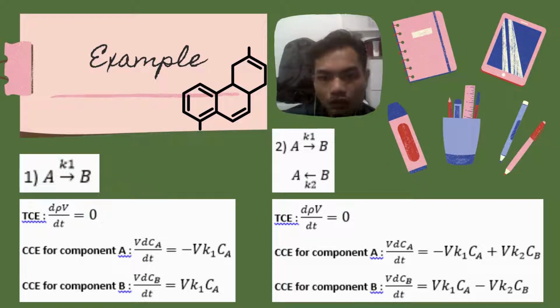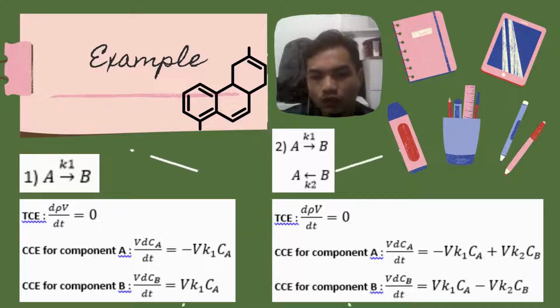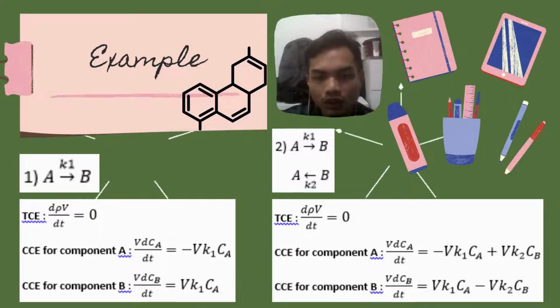Negative VK1CA because A is consumed to produce B, and positive VK2CB because B is consumed to produce A. The same goes for component B, but vice versa. So we got VdCB over dt equal to VK1CA minus VK2CB, because in the process B is produced in K1 and B is consumed for K2.